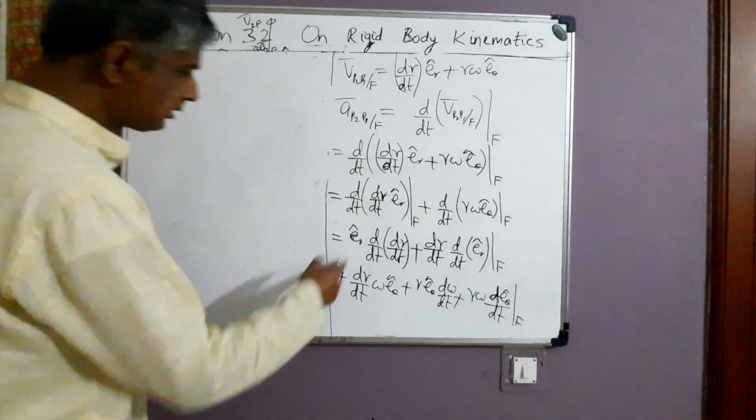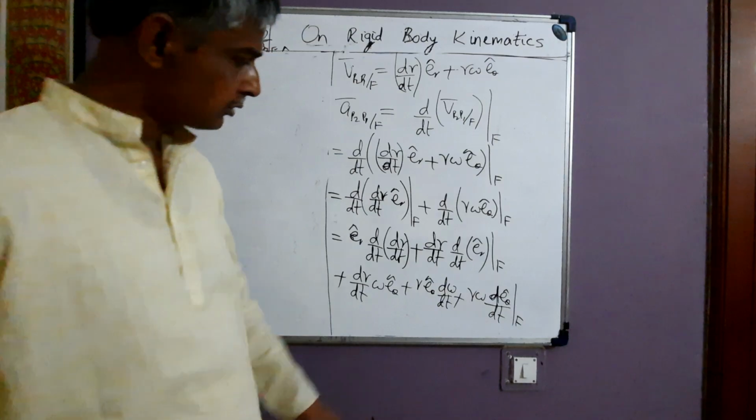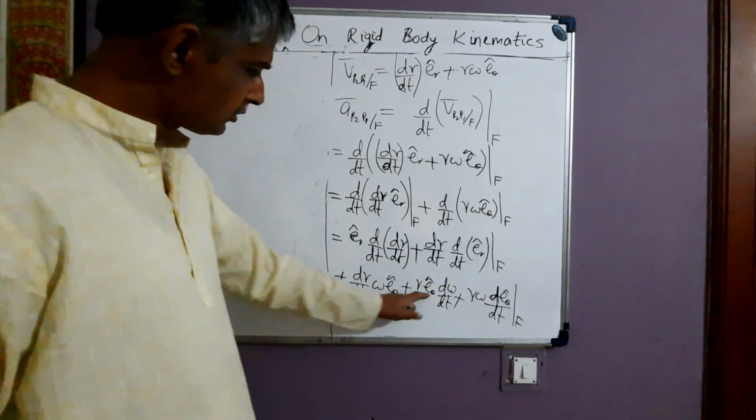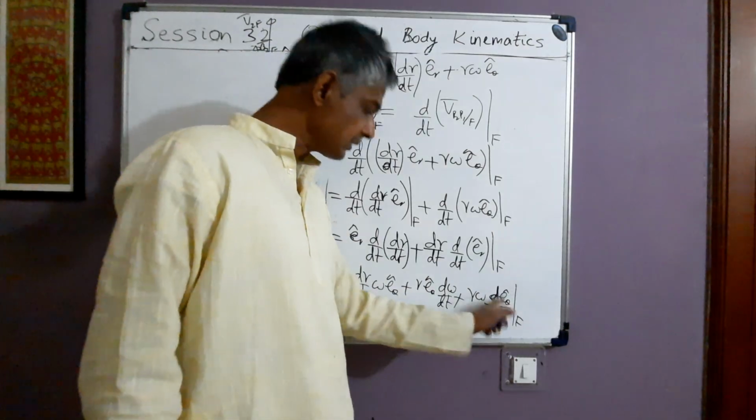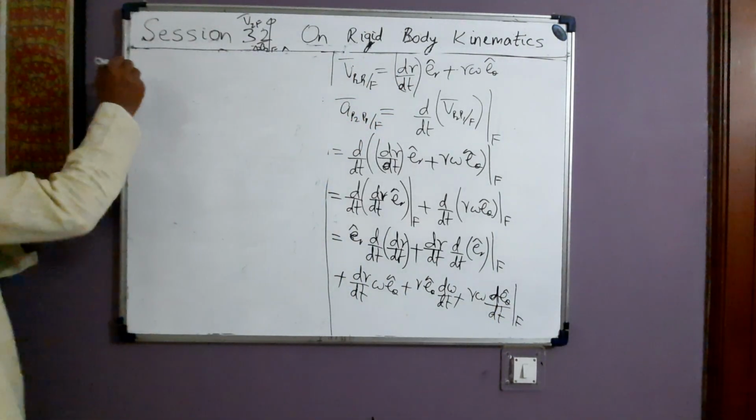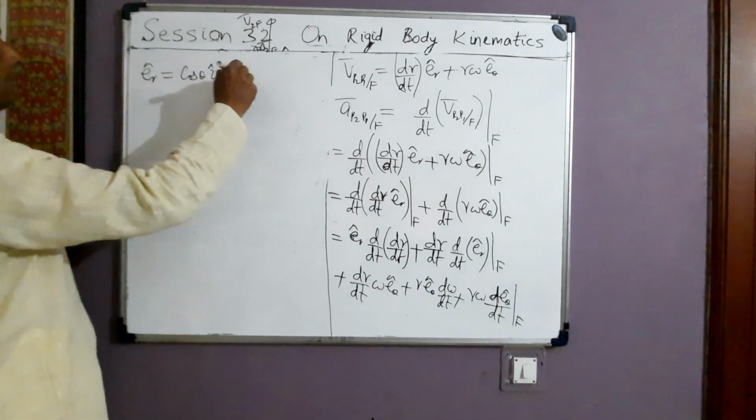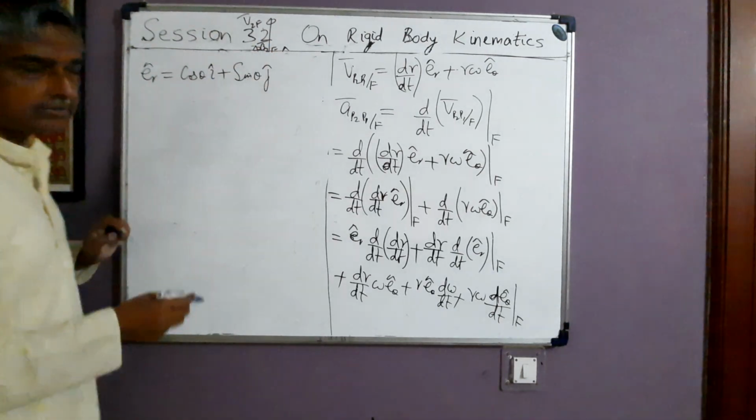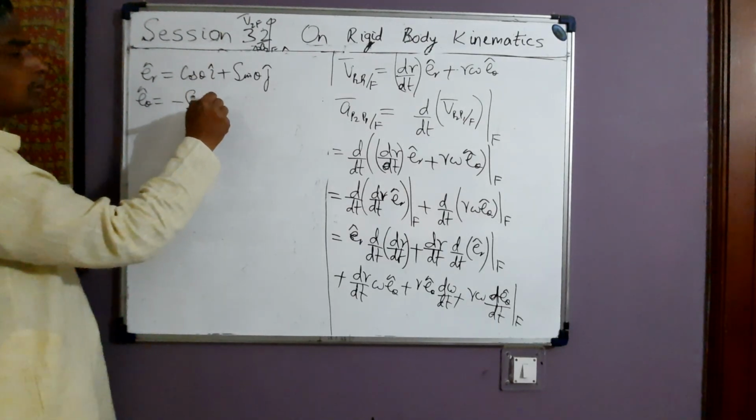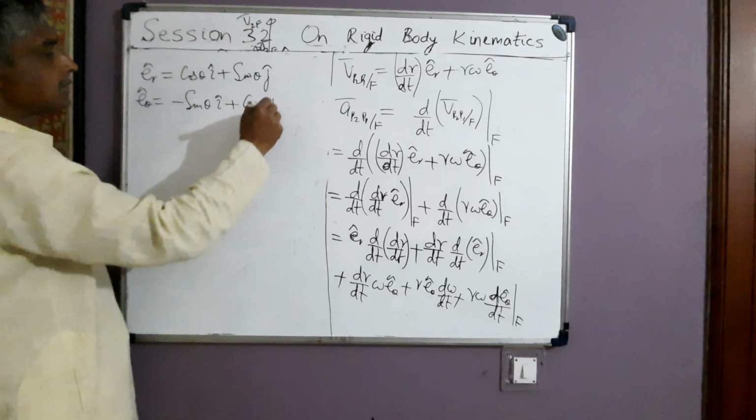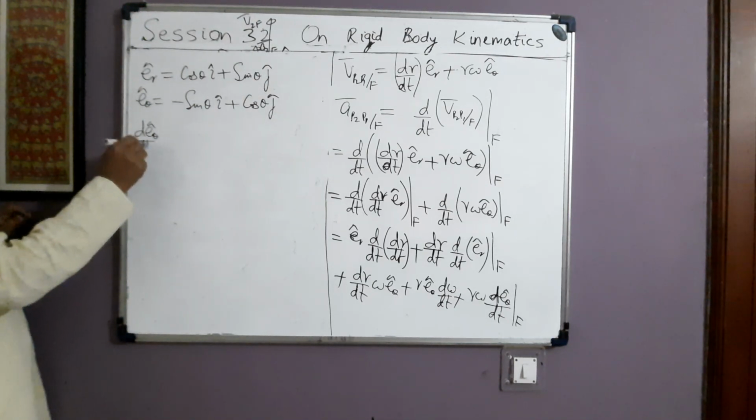Now, all these terms have already been calculated before. This term is also alright. This is also alright. This term, d e_theta hat by dt in frame F, should be evaluated. So first I calculate this, then I substitute in this one. Now remember what I wrote for e_r hat. I wrote cos theta i hat plus sin theta j hat. And for e_theta hat, as I calculated just now, minus sin theta i hat plus cos theta j hat. Now we are interested in the term d e_theta hat by dt in frame F.